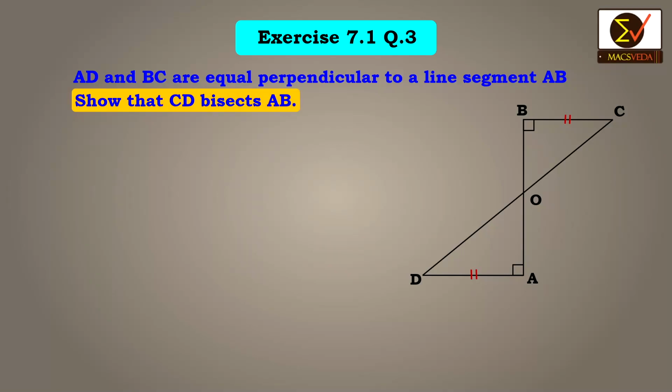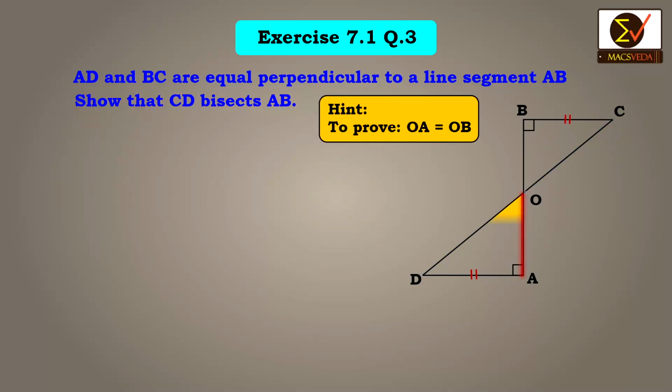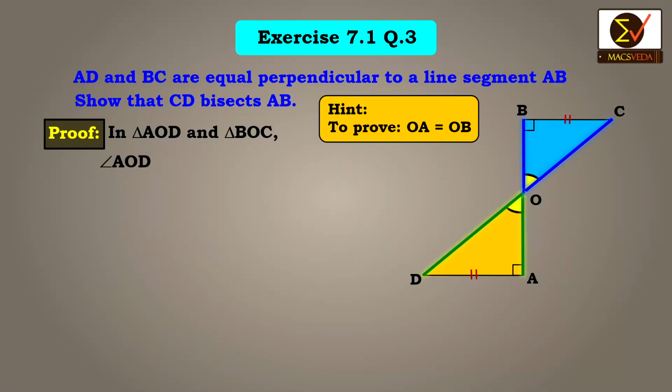We have to show that the line segment CD bisects AB. So, what is the point of bisection? O. That means OA is equal to OB. That is what we need to prove. Now, consider the two triangles, triangle AOD and triangle BOC. Now you see these two angles, angle AOD and angle BOC, are vertically opposite angles.